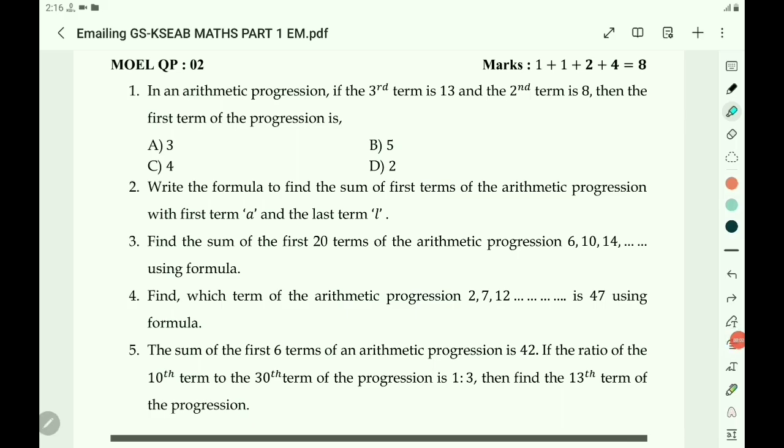Now let us take the question from the model question paper 2. In an arithmetic progression, if the third term is 13 and the second term is 8, then the first term of the progression. Third term is given, that is 13. Third term means a plus 2d. A plus 2d is equals to 13. Second term is given, a plus d equals 8.